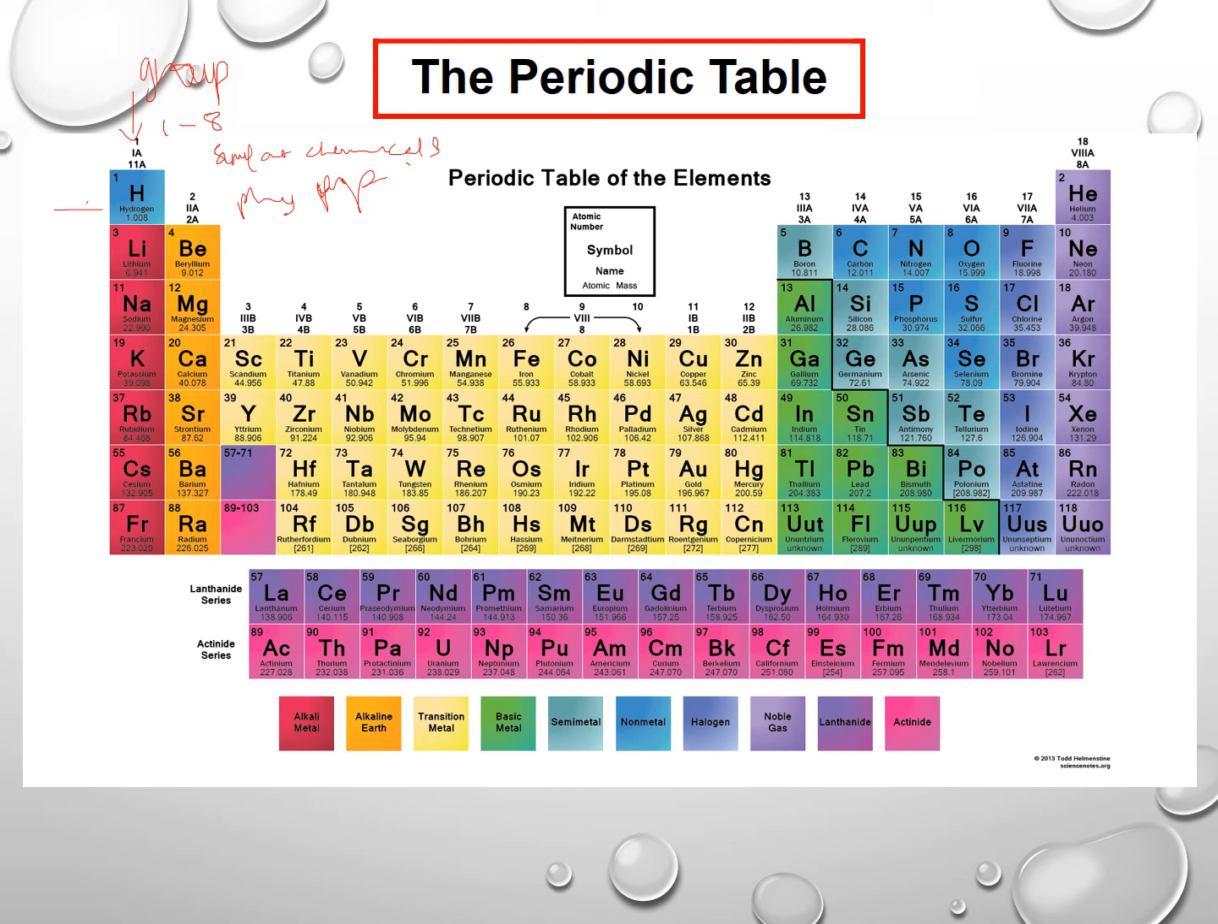Okay, this is the horizontal, so we call it a period. So here we have 1 to 7 as periods.